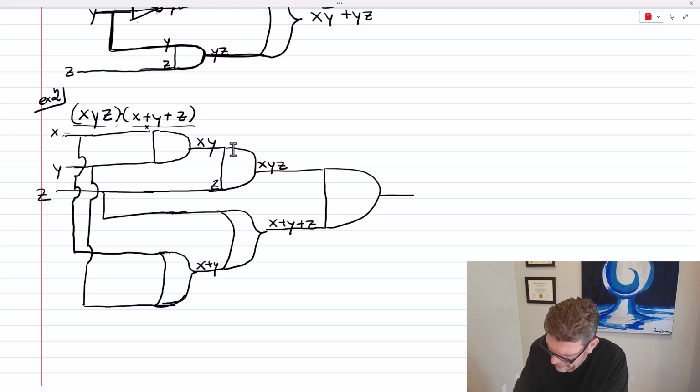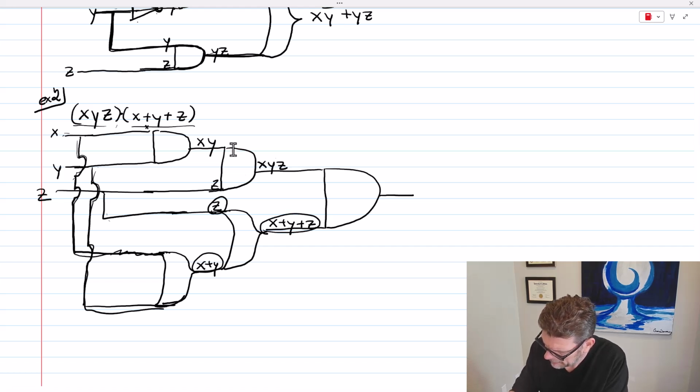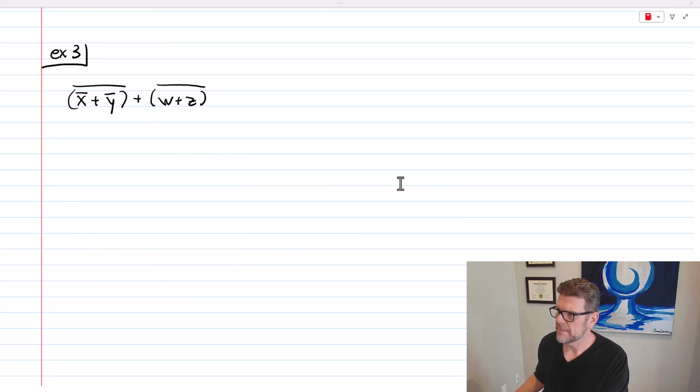Then I've got our z here, okay? And I have x following this line, and y following this line. So I'm going to add the 2 of those together, get me x plus y, and then I'll add the plus z at the end to give me the 3. Now, we multiply those 2 together, I get xyz times x plus y plus z. And that's how we transform that Boolean function into this particular circuit.